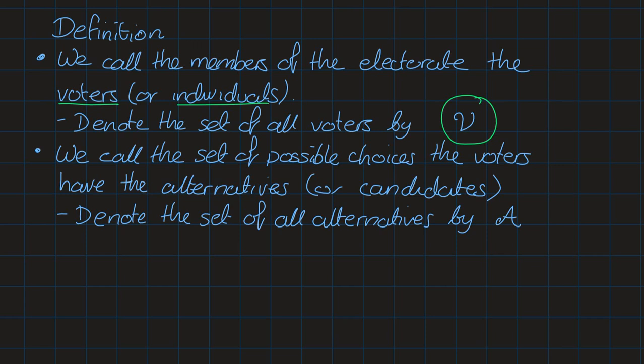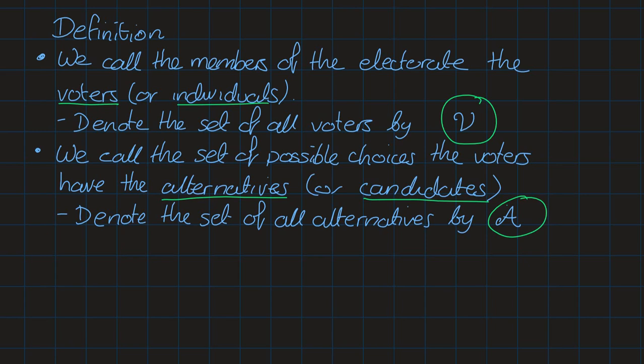We call the set of all possible choices the voters have the alternatives. Or sometimes, if the alternatives happen to be people, for example if you're electing the president or something like this, and the options are actually people, then you can use the word candidates. But alternative is a more general term. And we denote the set of all alternatives by this symbol here, which is like a script A.